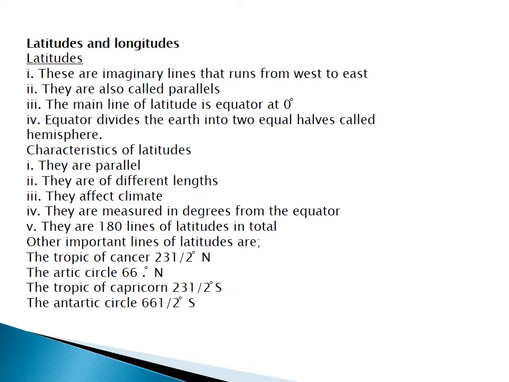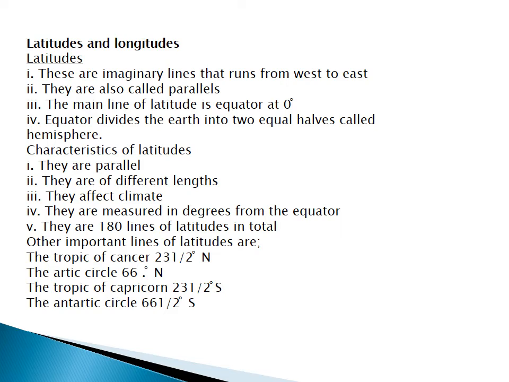Then we have the Arctic Circle, which is 66.5 degrees north also. We also have the Tropic of Capricorn, which is 23.5 degrees south. The Tropic of Capricorn is found in the southern region. If you look at atlas maps, there are lines drawn across the maps, running from west to east. There are ones you'll find at the southern part, and ones at the northern part.